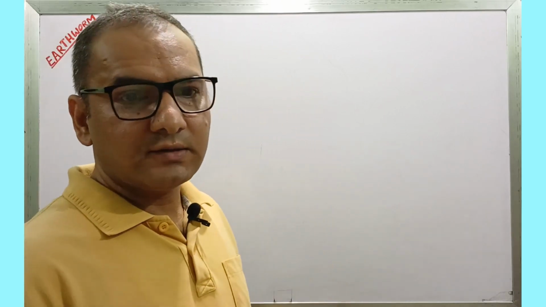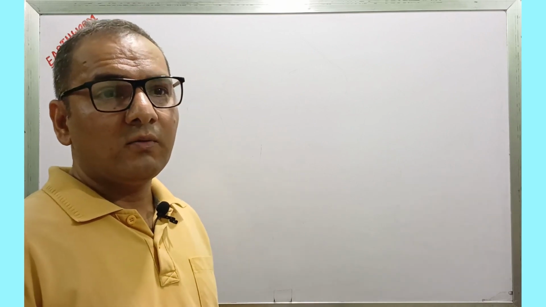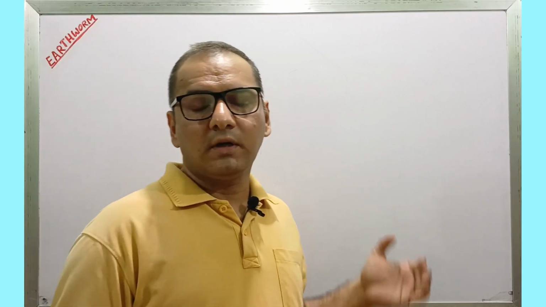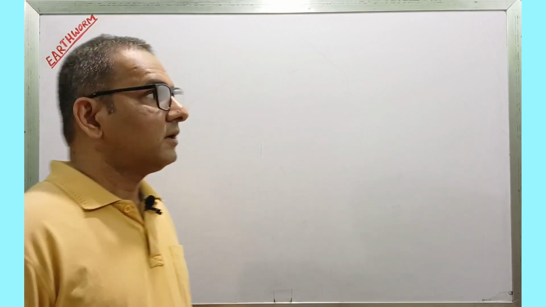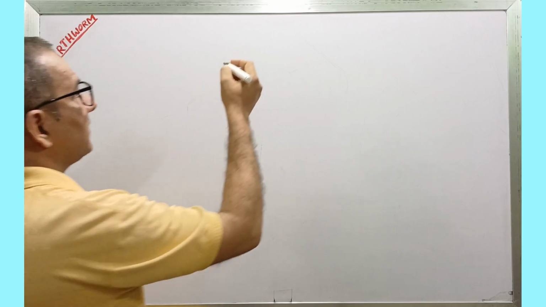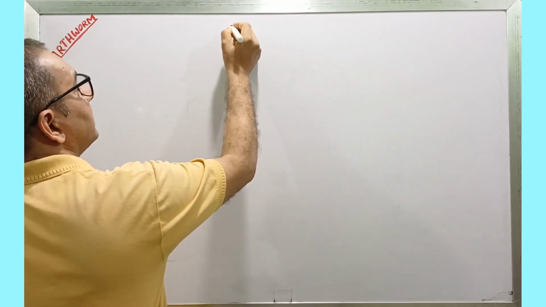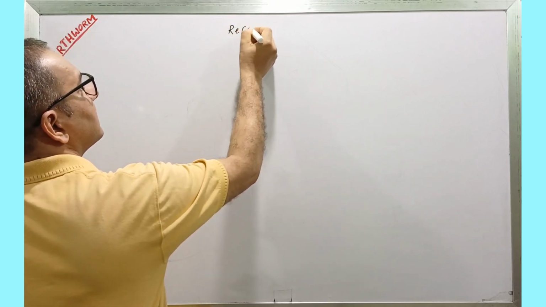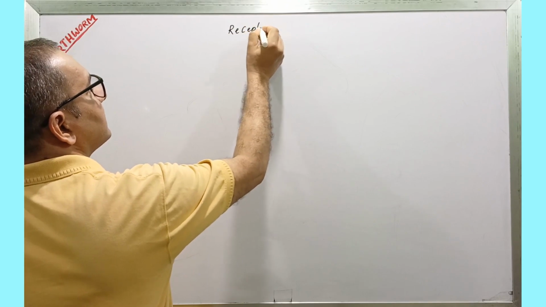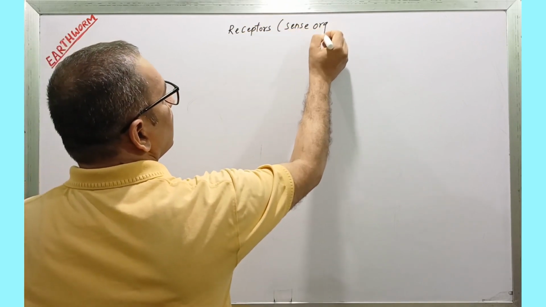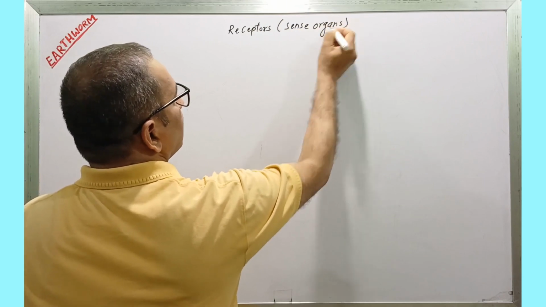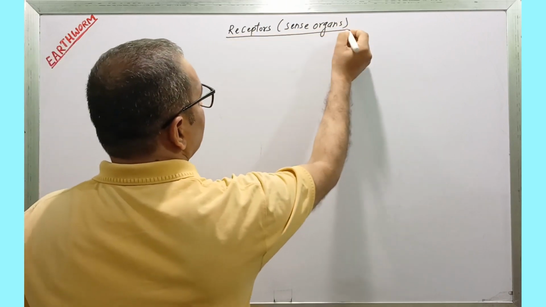Today we discuss the receptors, or sense organs, of the earthworm. What are the different types of receptors present in the earthworm, and how do they respond to the stimuli present in the environment? So today's topic is receptors, or sense organs, of the earthworm.